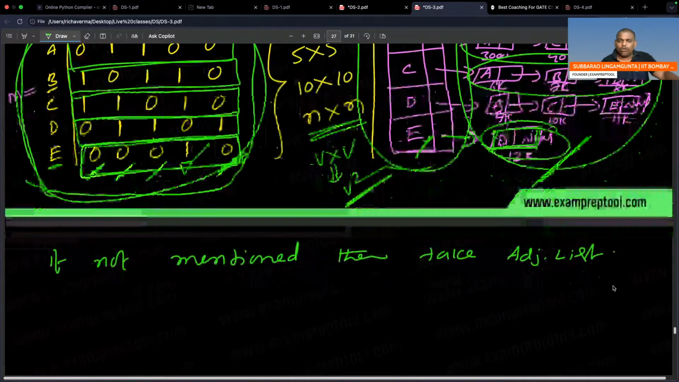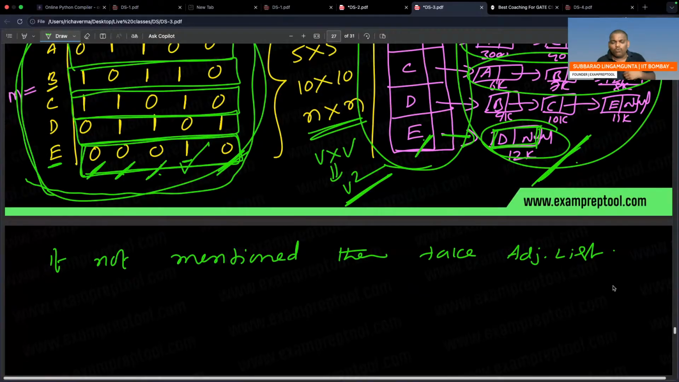Now, one small question I want to ask you. Sir, two ways are there. If they don't mention, you are saying take list, because list people don't take more, don't take less. However many people are there, it will take that many. That's okay. Then what is the purpose of matrix, sir?